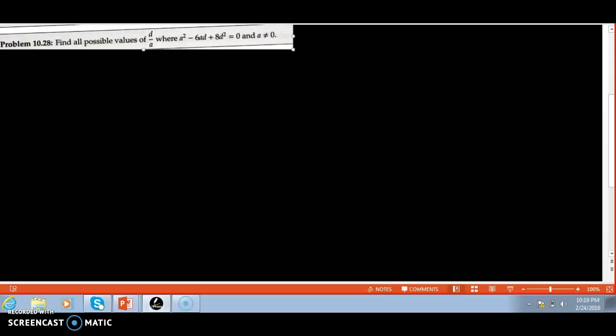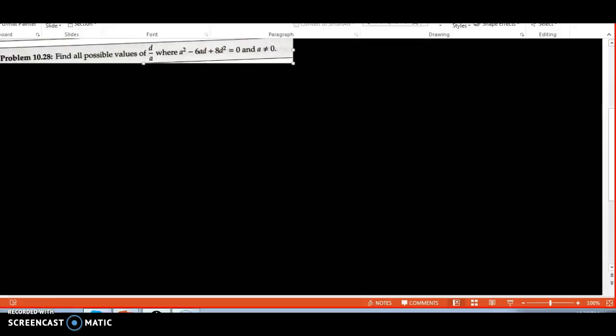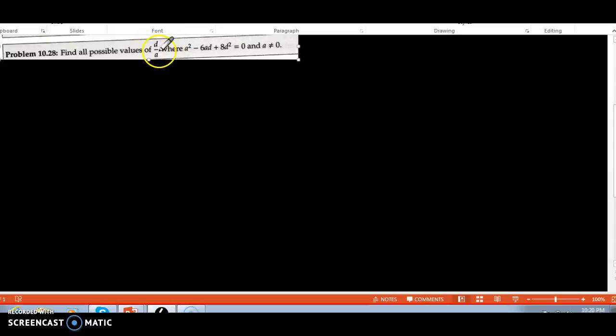Okay, so on this problem, 10.28. Let me see. All right, so we really need to look for your d over a. But before we look for your d over a, I would like you to look at this equation right here.